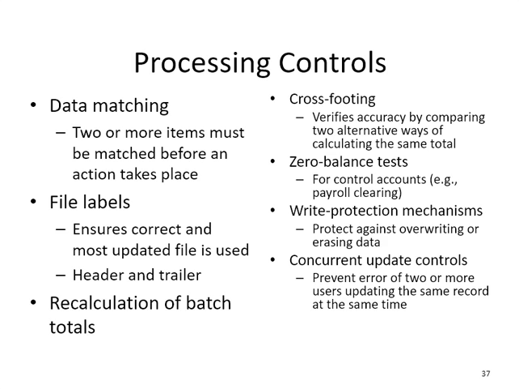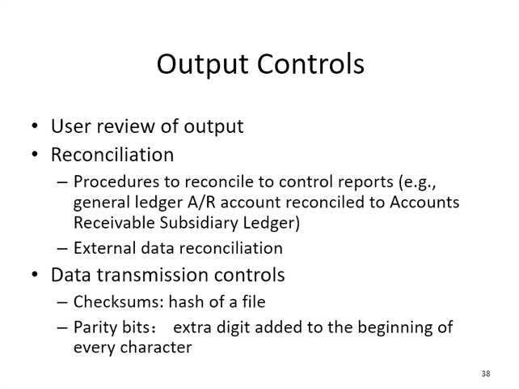So these are processing controls. And then we have the output controls. Careful checking of system output provides additional control over processing integrity. Some of those important output controls include user review of output. So the user should carefully examine system output for reasonableness, completeness, and that it is going to the intended recipient.